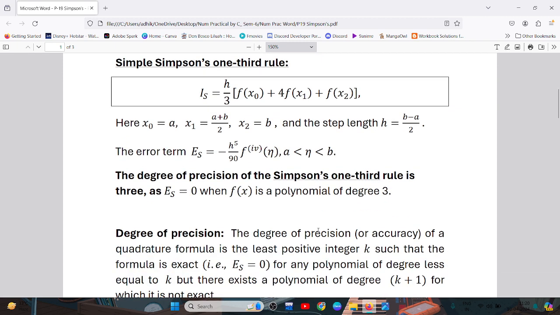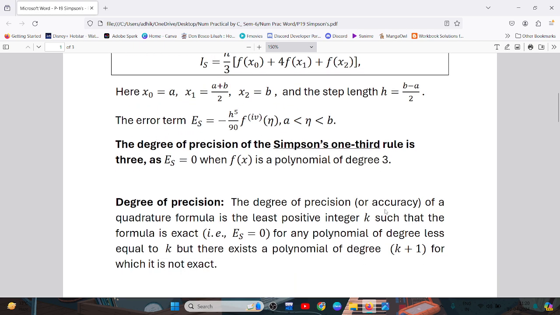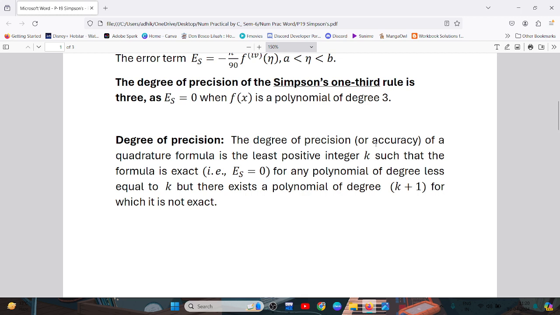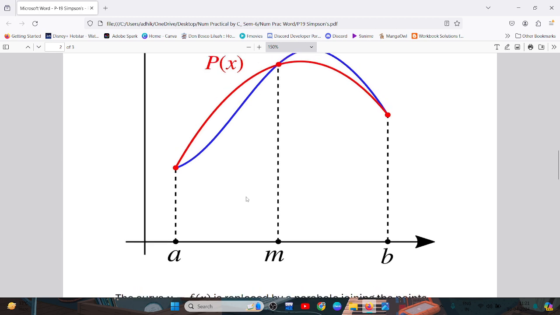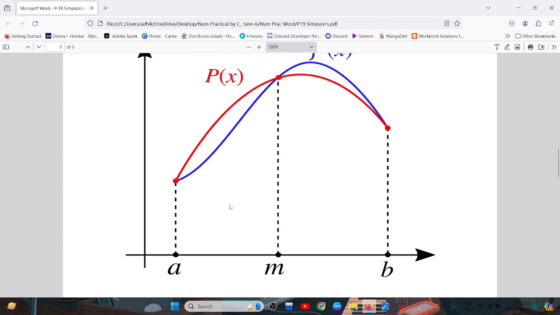The degree of precision of Simpson's one-third rule is 3. Obviously, Es = 0 when f(x) is a polynomial of degree 3 or less. The definition of degree of precision of a quadrature formula is the least positive integer k such that the formula is exact, that is, the error term equals 0 for any polynomial of degree less than or equal to k, but there exists a polynomial of degree k + 1 for which it is not exact, that is, Es is not equal to 0.